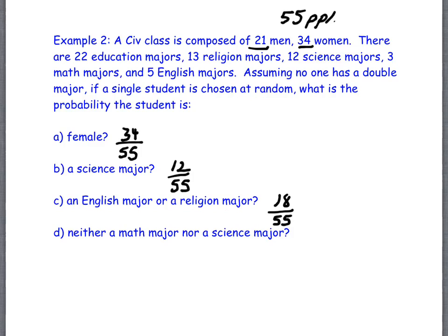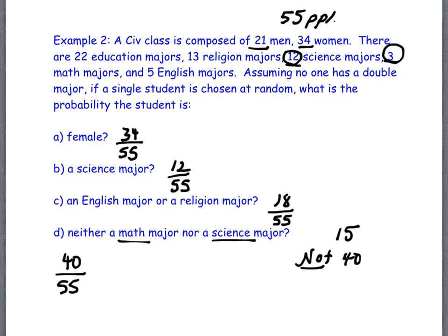Now this one says neither a math major nor a science major. There's 2 different ways we could do this problem. So somebody give me a suggestion. Right. So we could add the math and we could add the science. Let's see, what was the math? 3. There it is. 3 math, 12 science. So how many math or science are there? 15. So if it was math or science, we could actually have 15 that are math or science. So how many are not math or science? 40. Okay, so one way to do this then would be to do that with sort of a subtraction. That would be 40 out of 55.